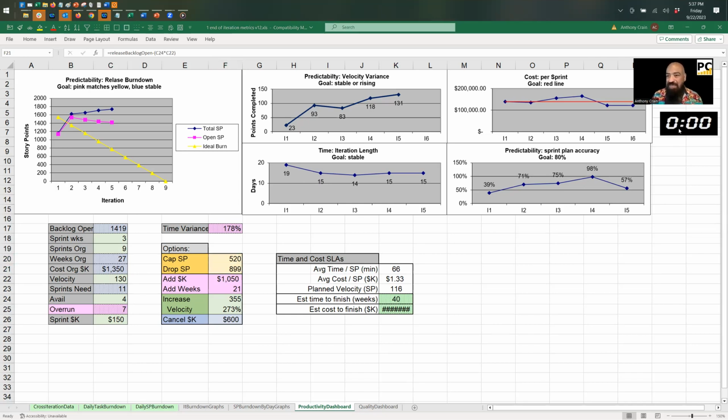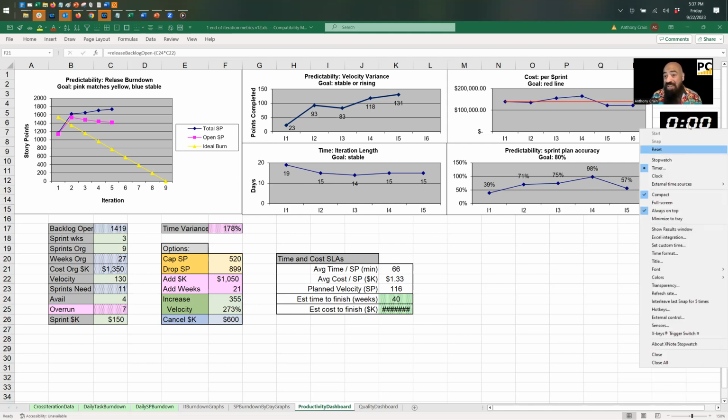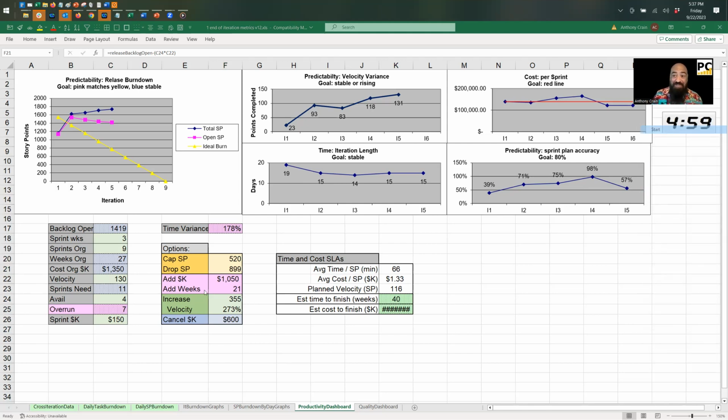That's our second time box. I'm going to set a timer for a third time box, and this will be the final time box. So 15-minute video here.